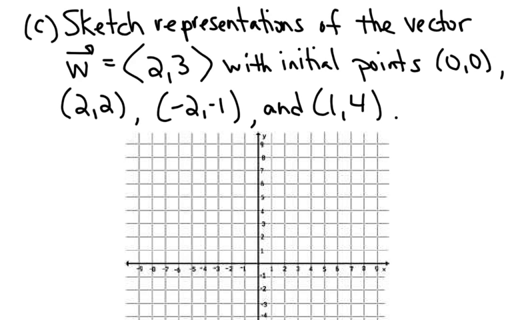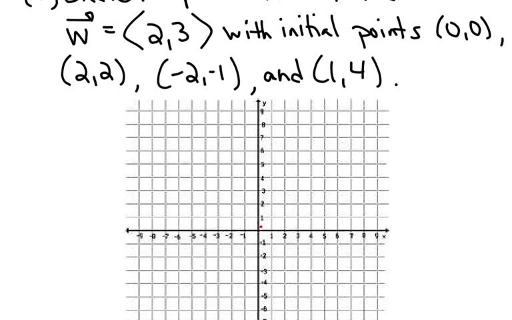Now we're going to sketch representations of the vector w in component form 2, 3 with initial points 0, 0, 2, 2, negative 2, negative 1, and 1, 4. So let's just say I start at 0, 0. If the component form is 2, 3, that means you go 2 to the right and 3 up, and that's where you would end.